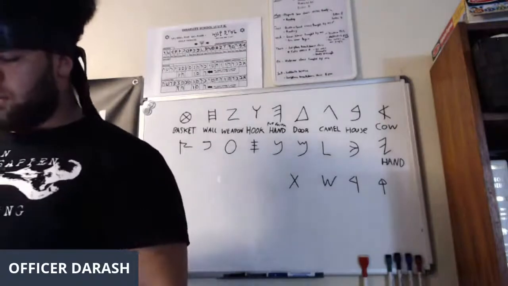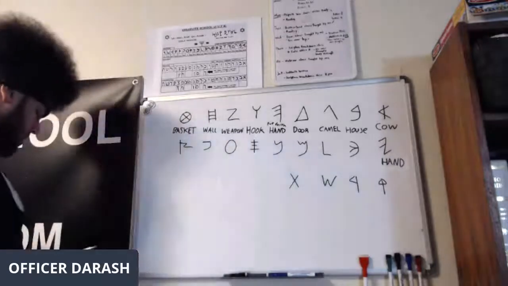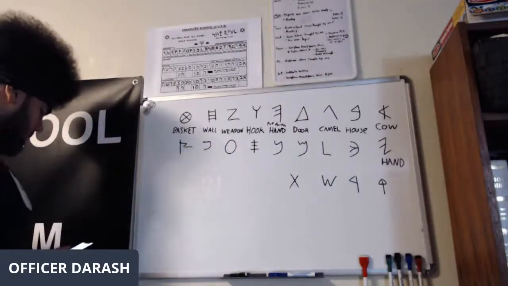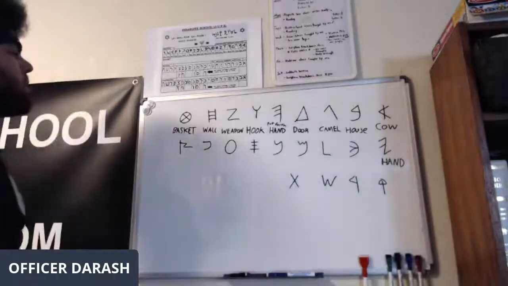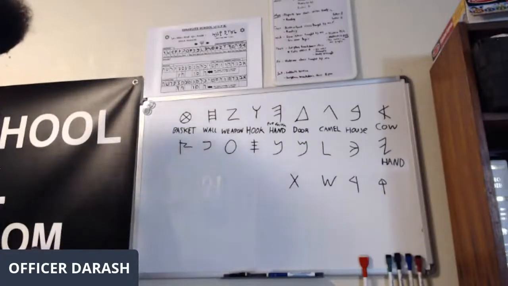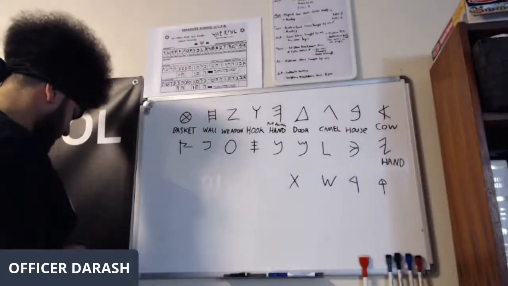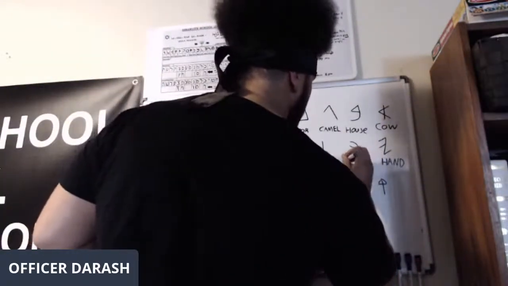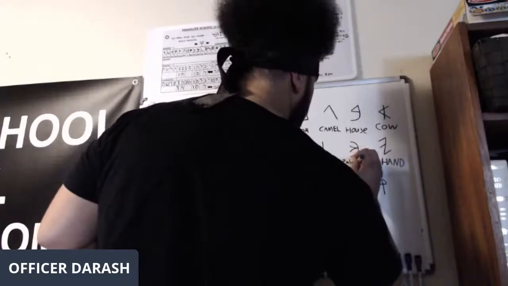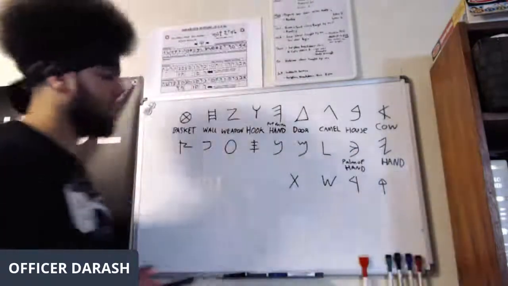Next would be ka. Ka means palm of hand. All right, it means palm of hand. Kind of does look like the lines on your palms of your hand if you think about it. All right, that means palm of hand.